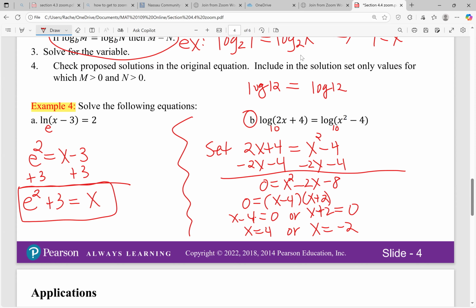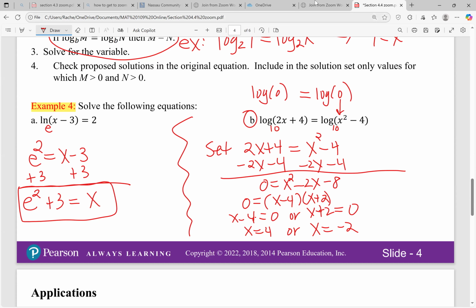Now let's check x equals -2. If x was equal to -2, then I would have the log of 2 times -2 would be -4. -4 plus 4 is 0. So I would have the log of 0. This is already a problem because x has to be greater than 0. But look what happens when we plug in on the other side. So if I were to plug in x equals -2, -2 squared is 4. 4 minus 4 is 0, right? But think about what I just said.